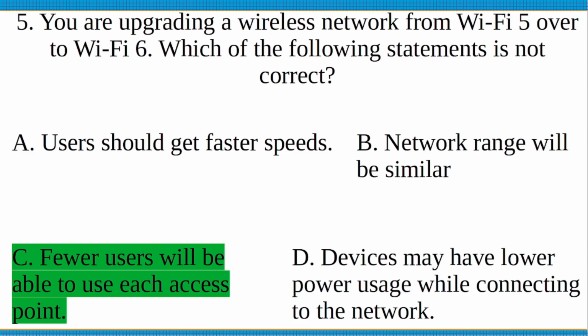The answer here is C. Fewer users will be able to use each access point. So Wi-Fi 6 is faster than Wi-Fi 5, and the network range is similar. Most users should be able to access each access point, not fewer.